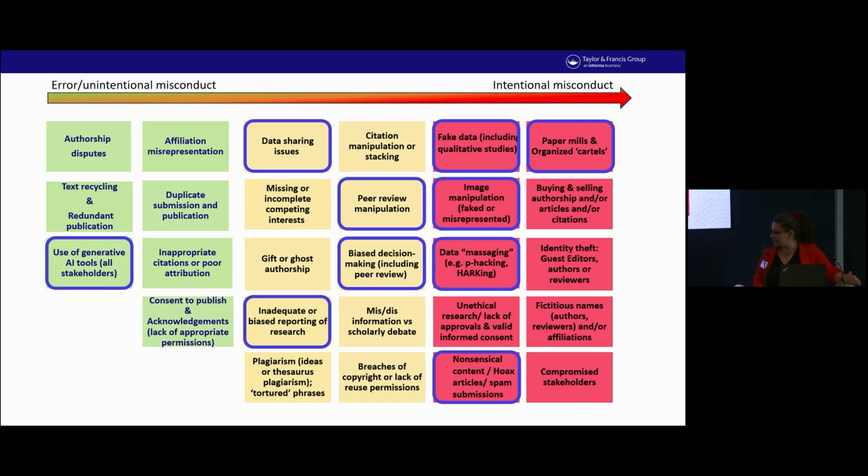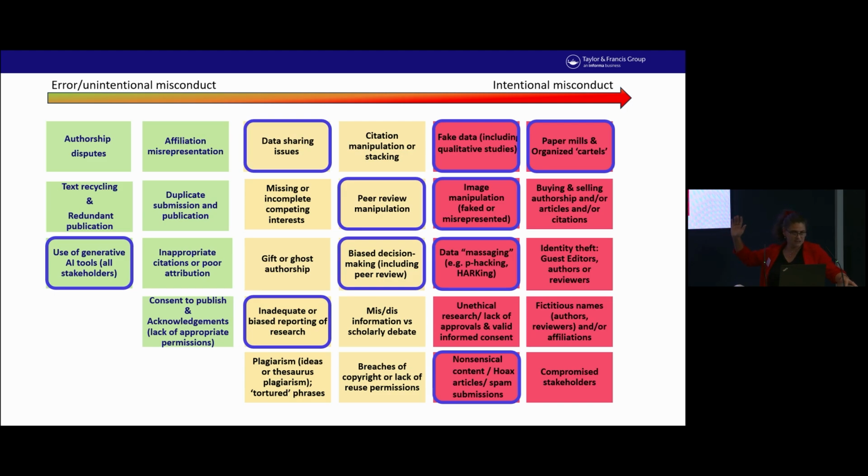Increasingly, of course, we're seeing the use, or rather I should probably say misuse, of generative AI tools by all stakeholders, by authors, by reviewers. We're seeing a whole raft of issues around data sharing. That's if it's shared in the first place, but if it is, there are issues around what is shared in some cases. We've heard quite a bit about inadequate and biased reporting of research, around biased decision-making, either by the researchers, maybe selective reporting, or indeed in the peer review process.